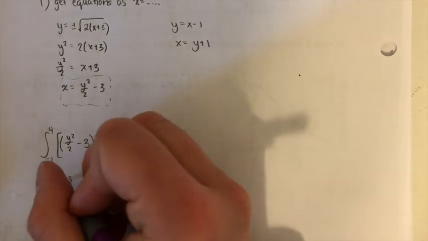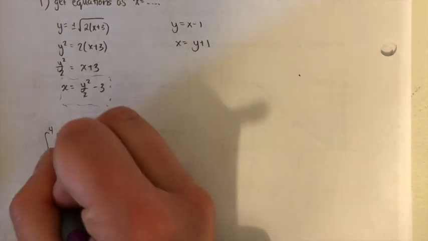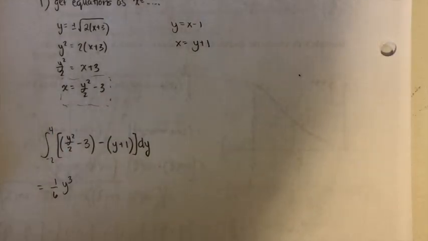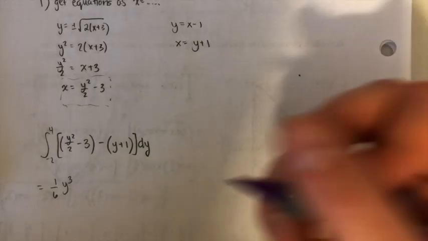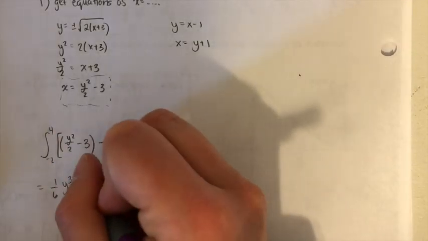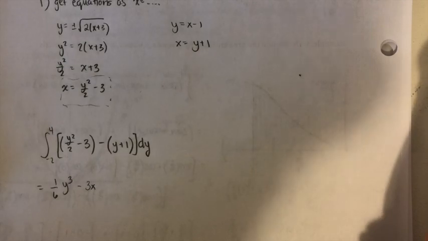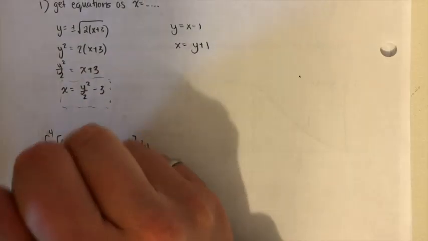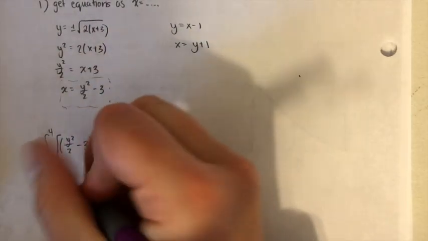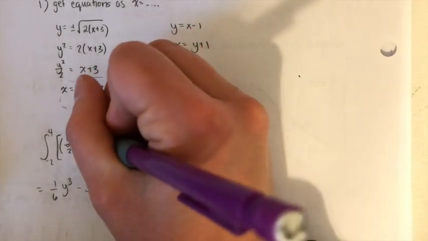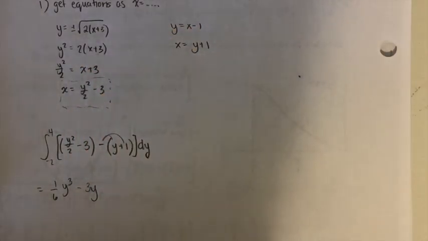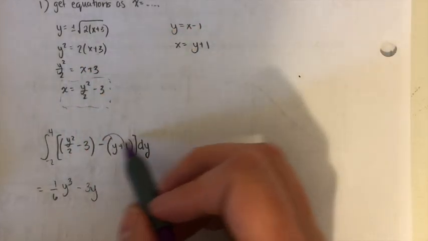And so when that 3 drops down and multiplies and turns it into a half, it must have started as a 1/6. Okay, and then minus 3, that must have started as a minus 3x. It's not an x, it's a y. And then I'm going to distribute the negative in first before I integrate, because that just seems easier.